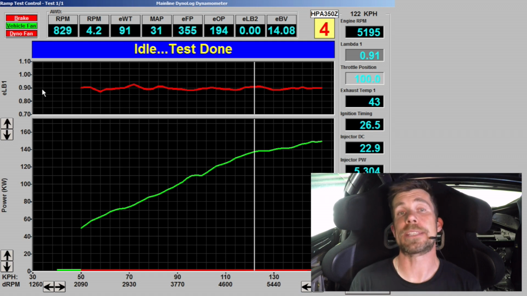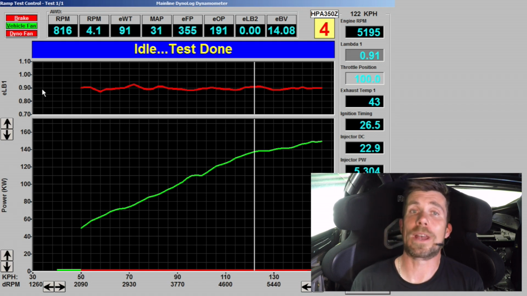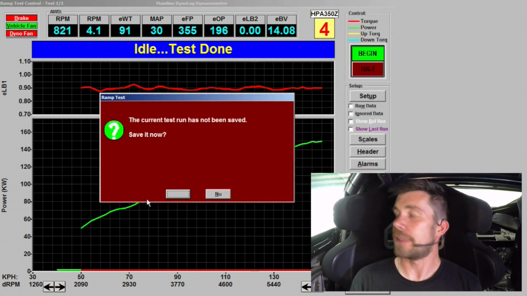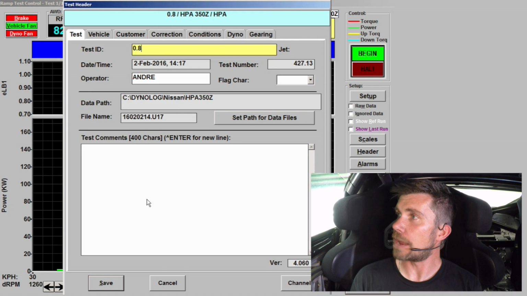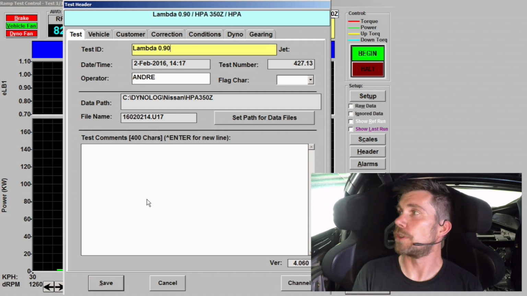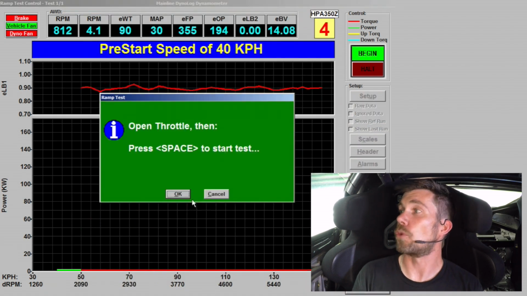So when I talk about a target of 0.90, I'm generally meaning 0.90 plus or minus around about 0.01 lambda. That's what I would consider to be on target. Okay, so we've got our first run done there. What I'm going to do is save that, and we will call that lambda 0.90, just so we can reference that a little bit later on when we want to overlay it with our other runs.